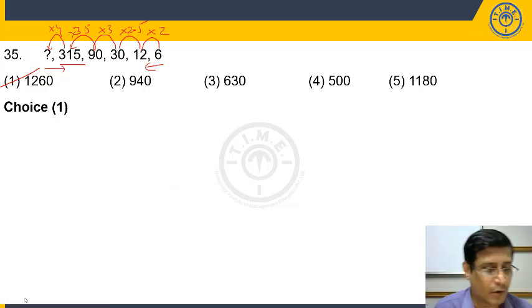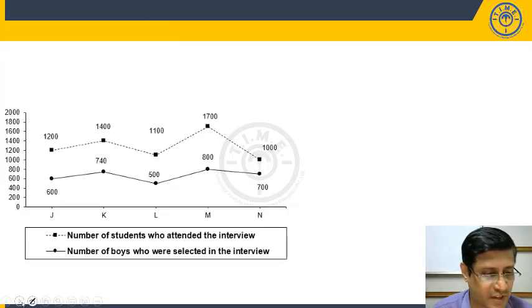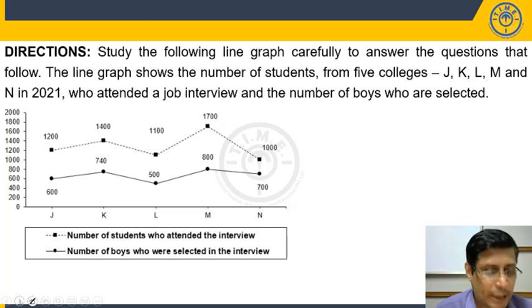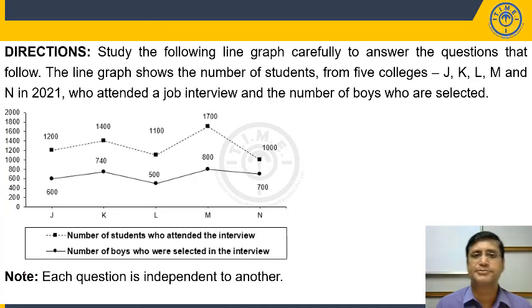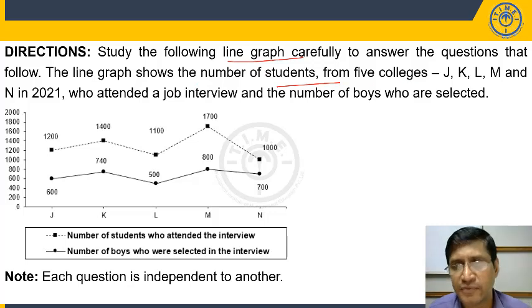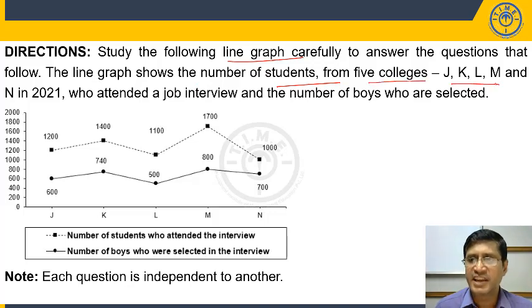Okay. Now look at the next question on your screen. It is a data interpretation using a line graph. Now read the graph carefully and answer the questions that follow. The graph shows the number of students from the 5 colleges J, K, L, M and N in 2021 who attended a job interview and the number of boys who are selected.